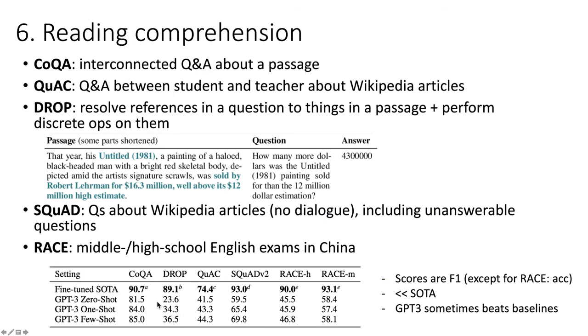And so here, it's way below state of the art. But if you compare not to state of the art, but to the baselines these data sets were released with, GPT-3 sometimes beat those baselines. All these scores are F1 scores. RACE is like middle and high school English exams in China. It's still pretty amazing that it's able to beat the baseline models for some of these.